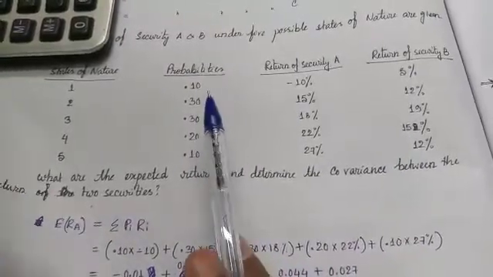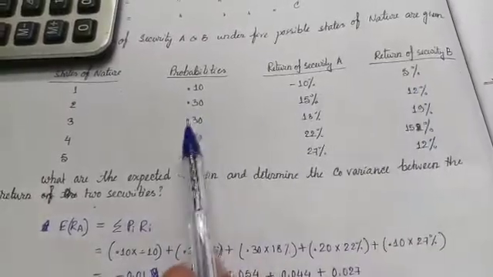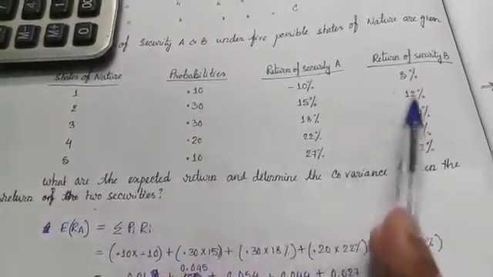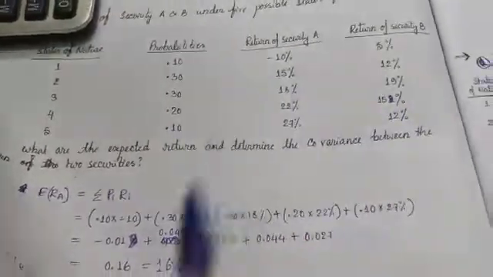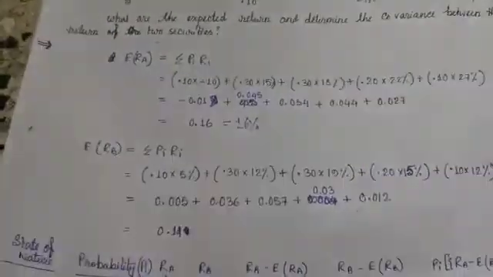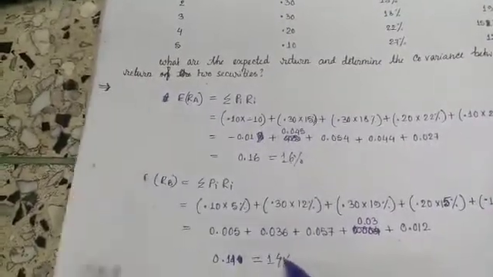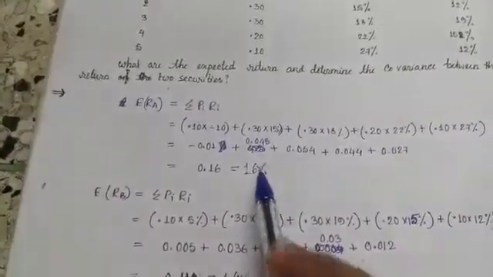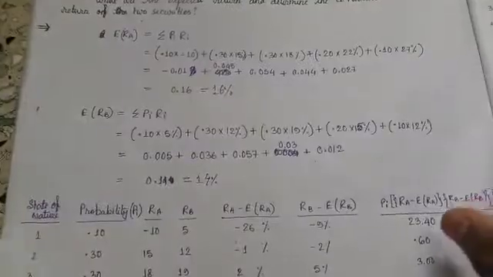Now, the expected return from security B will be 0.10 into 5%, plus 0.30 into 12%, plus 0.30 into 19%, plus 0.20 into 15%, plus 0.10 into 12%. And expected return from security B comes to 0.14 or 14%. So, this is the expected return from security A, and this is the expected return from security B. Now, we have to calculate the covariance associated with these two securities.